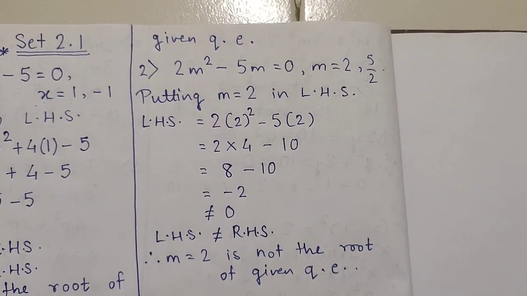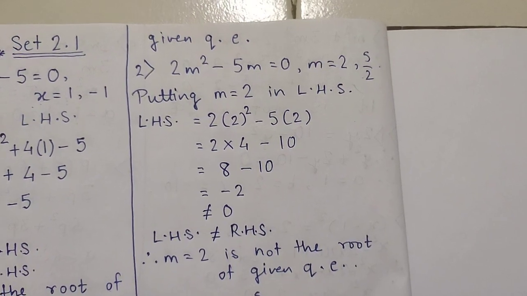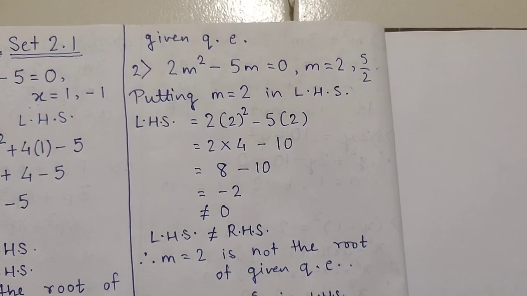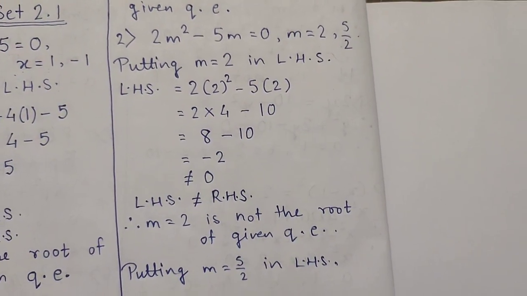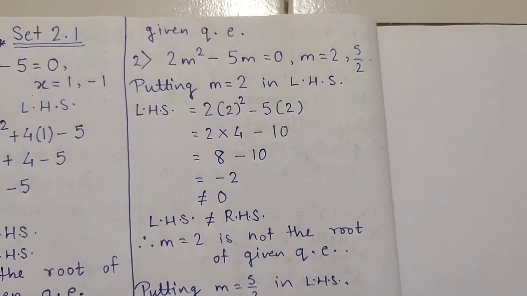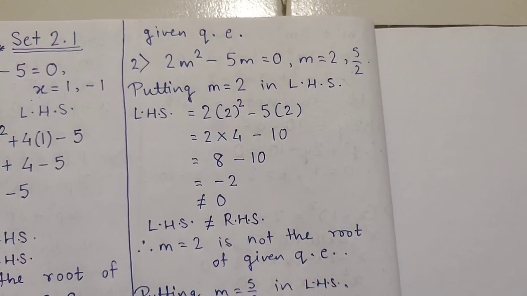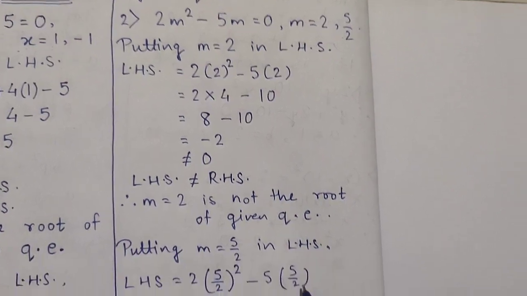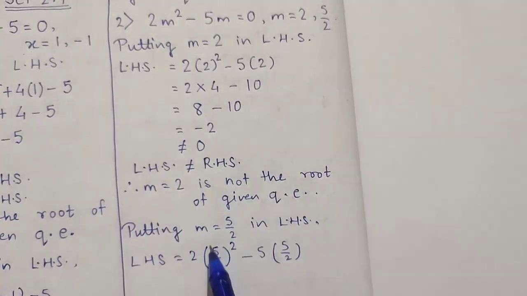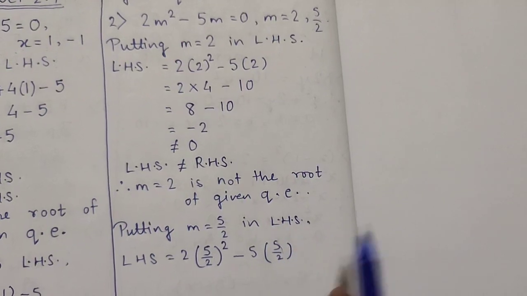Okay. Now similarly for m is equal to 5 upon 2. So again we are going to do the same thing, putting m is equal to 5 upon 2 in LHS. Now students, concentrate here. This is not simple. Let us see how to do this. First we are going to write LHS, and in place of m we are going to write 5 upon 2. So 2 times (5 upon 2) square minus 5 times (5 upon 2). In place of m I have written 5 upon 2.